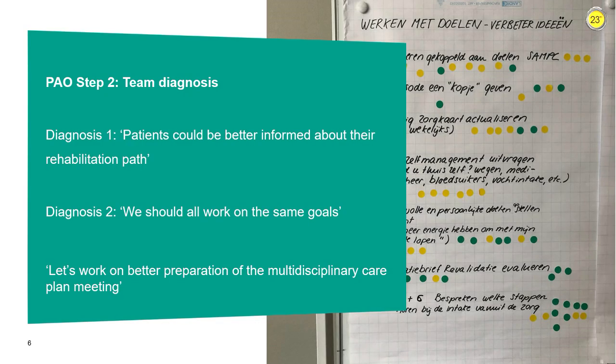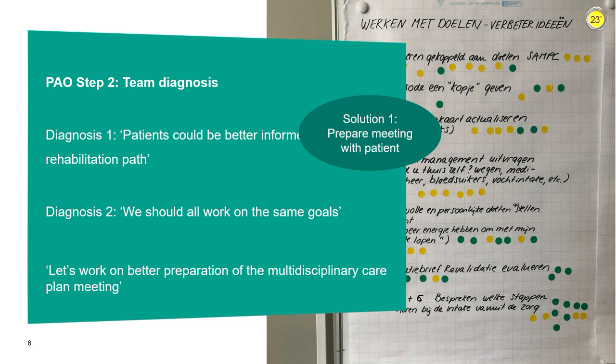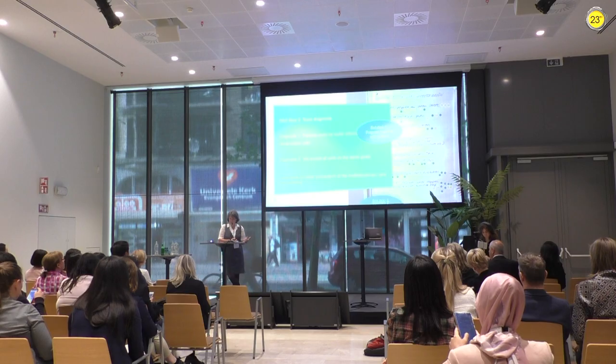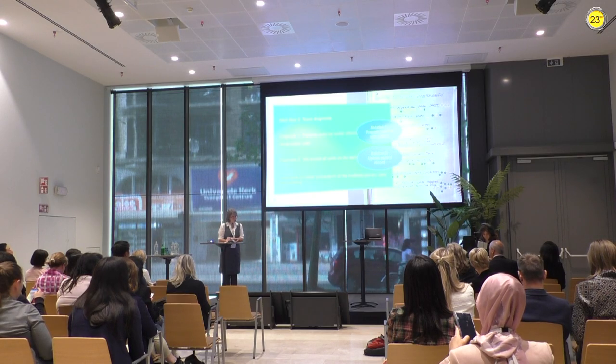Now, the nursing team identified two themes influencing their goal work with patients. They said, our continuity of care is suboptimal. We should all work on the same goals to prevent the patient from getting confused. And they said, patients could be better involved in and informed about their rehabilitation path. So they decided to work on better preparation of the multidisciplinary meeting by preparing it with the patient and at the same time updating the patient record to advance continuity of care by writing a short summary on the state of the rehabilitation goals.